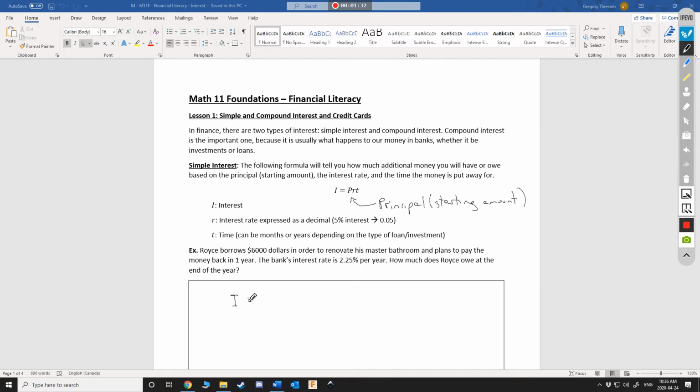So we take our equation. I is equal to, our principal is 6,000, that's how much we are borrowing, so we put that 6,000 in front. Then we multiply it by our interest, 2.25%. We divide that by 100, which basically means move the decimal over 2 spaces. So we get 0.0225. And then for 1 year.